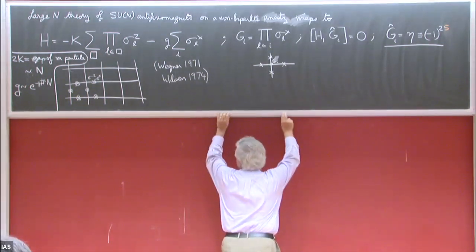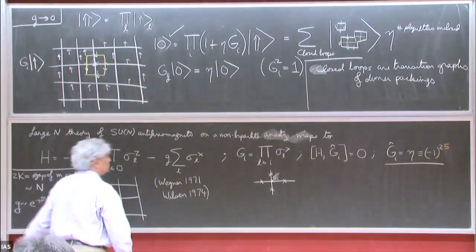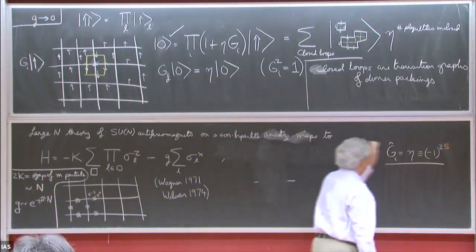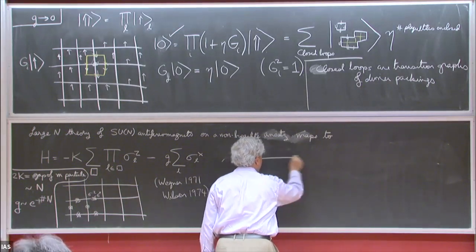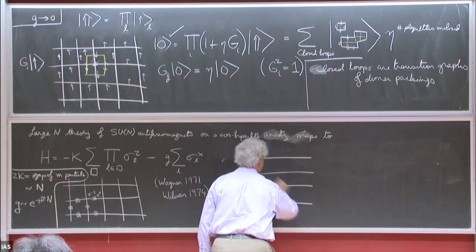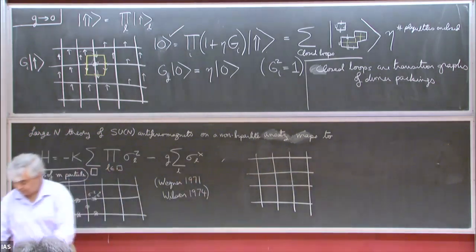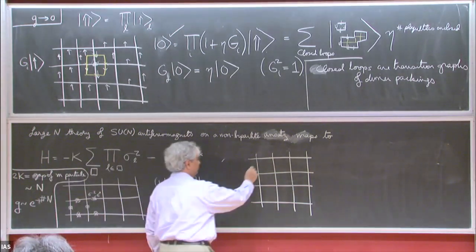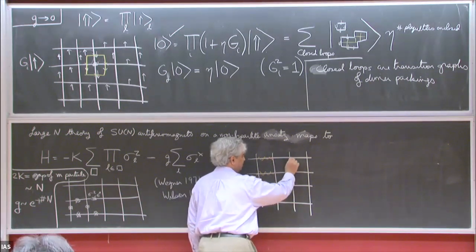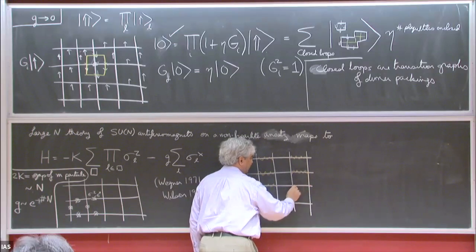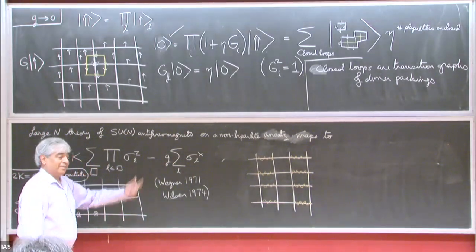And this way you can see the following. Let's do it over here. So here's my square lattice, say. And I pick a reference dimer packing, anything you want. So the obvious one is to just pick this one. By dimer packing, I mean occupation of the links of the lattice so that every site has exactly one link associated with it. So this is one dimer packing.